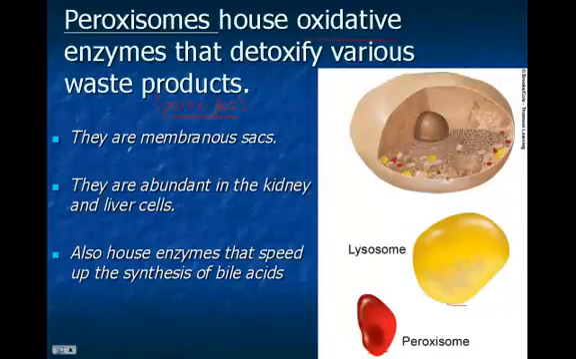So again, they're another membranous sac, and we're going to find that these are really abundant in organs that are involved with detoxification, so kidney and liver cells. Which makes sense that they would be in the liver, they also house enzymes that speed up the synthesis of bile acids, or again, speed up the process by which we make the major product that makes up our bile. We'll talk about this more when we get to the digestive system. We'll talk a lot about bile acids.